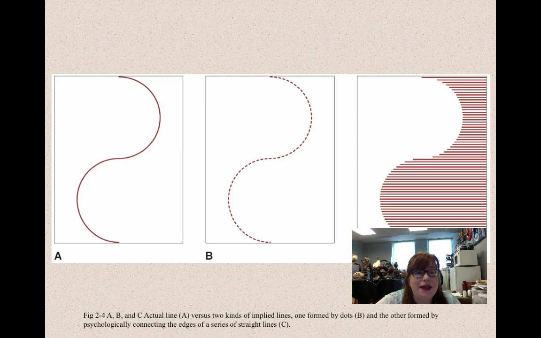And then here we have an example of actual and implied lines. So in letter A, it's connected and continuous. It is an actual line. And then in B and C, we have two implied lines, one that is formed by dots or slashes. I think they look more like slashes in letter B. And then in letter C, the other line is formed by psychologically connecting the edges of a series of straight lines, kind of like the old AT&T logo.